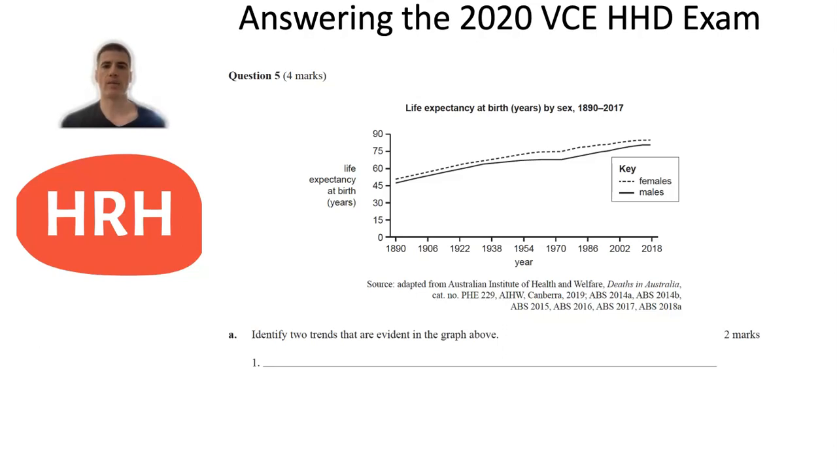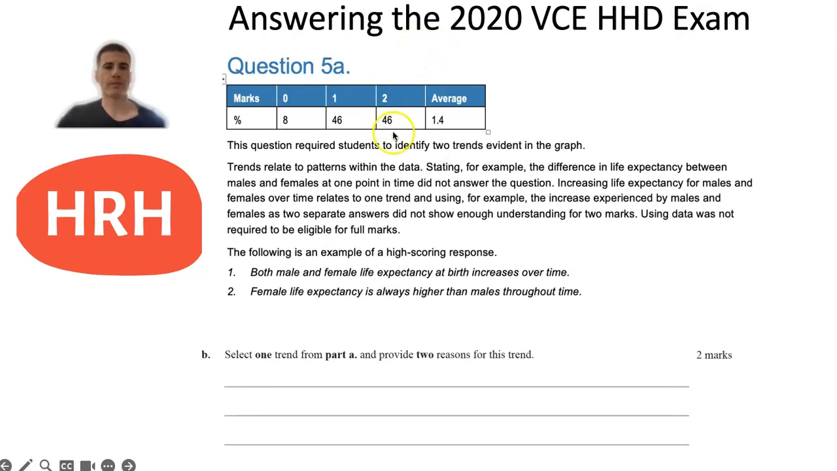For example, you might have said that the life expectancy for males increased from 1890 to 2018, but if you also said that for females as your second trend, that wasn't deemed to be different enough for a second mark. So you could have said something along the lines of the life expectancy from approximately 1890 to 2017 for females was always higher than males. You had to make sure you were giving an example of a pattern within the data, and if you're just stating what the difference in life expectancy was between males and females at one point in time, that was not deemed a trend, and therefore you had to do something along the lines of what I indicated in the sample answers there.